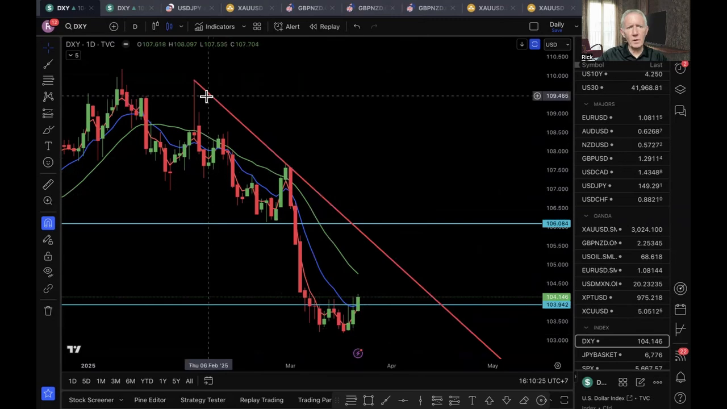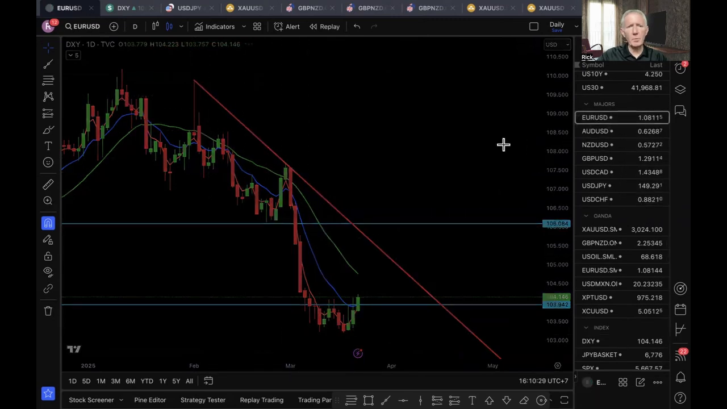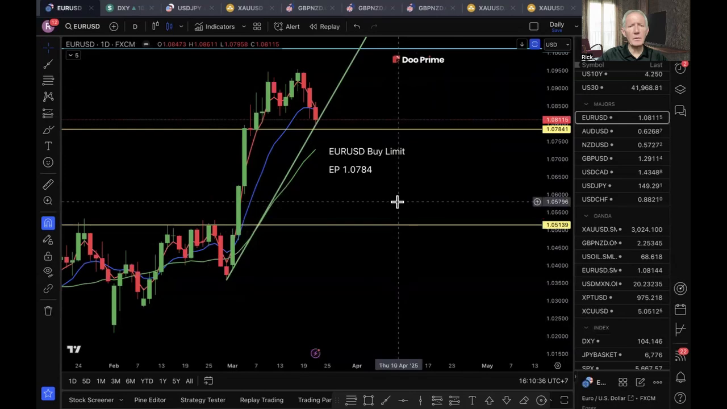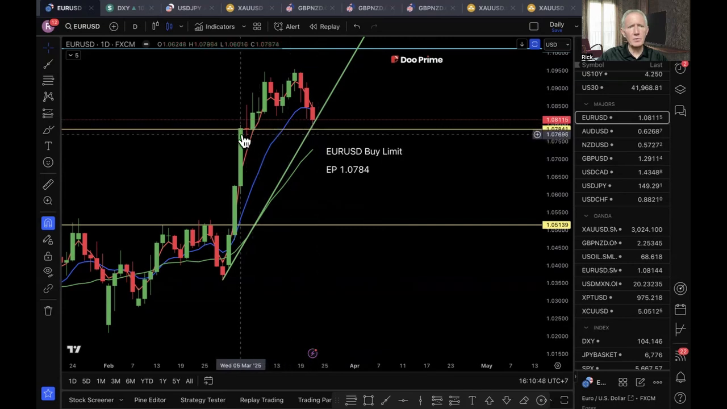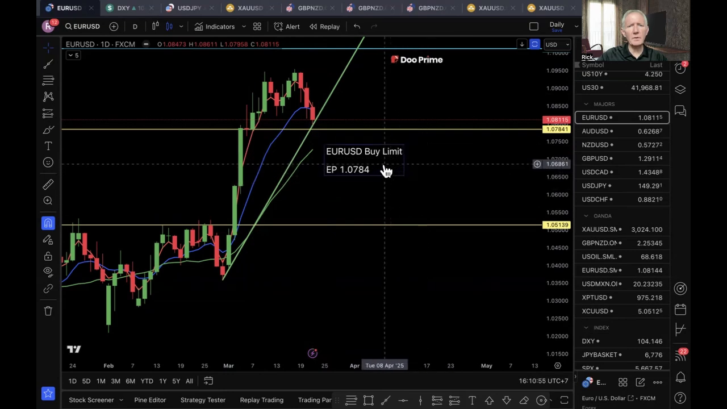So with this weakness of the US dollar, that means I'm bullish on the major pairs. So I'm looking to buy. If I'm bullish on something, I'm looking to buy, look for an opportunity to buy. I don't want to take a short trade here on the Euro US, take a buy trade, a long trade. And it looks like that might come down to this support level here, which was resistance and now it's support, and that's at 1.0784. A buy limit on the Euro US at 1.0784.